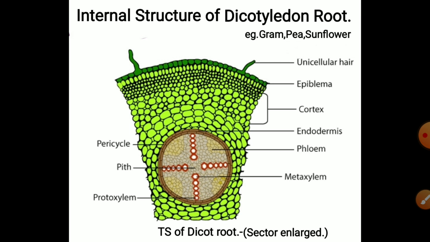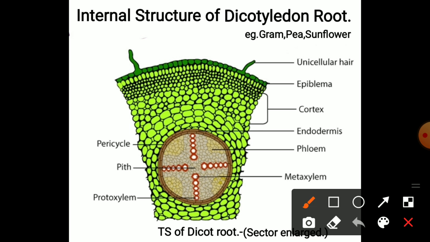And in the central part, there is the pith. There is a parenchymatous pith. A little quantity of parenchymatous pith is present in the central part of the root. Now, if you observe the total number of radial vascular bundles present in the root, they measure on average in dicotyledons from 2 to 4 in number.